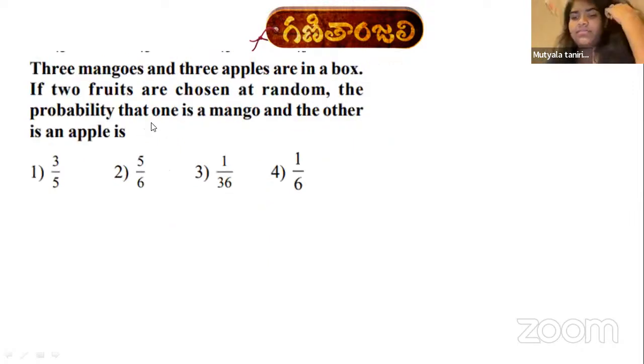3 mangoes and 3 apples are in a box. If 2 fruits are chosen at random, how many fruits are there in the box? 6.